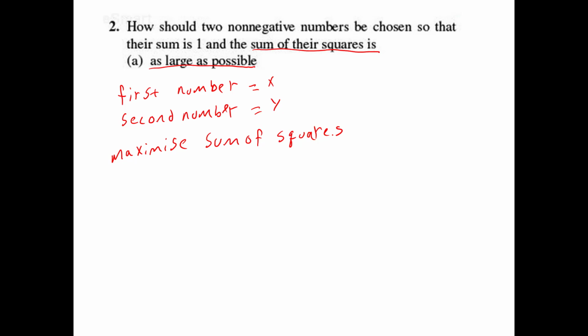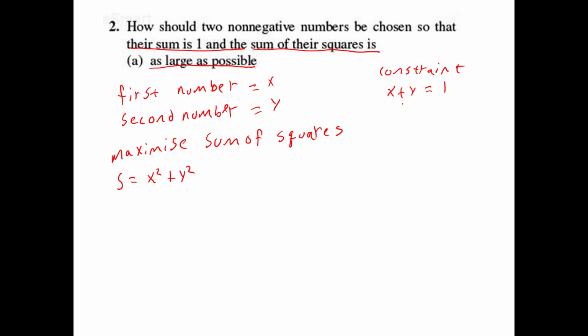And so then we need a formula for the sum of the squares. We'll call the output S for sum of the squares, and it's given by this formula, x squared plus y squared. But we want a function of only one variable, so we have to be given a constraint that relates the two variables. The constraint is that their sum is 1. So these can't just be any two numbers. x plus y has to equal 1.